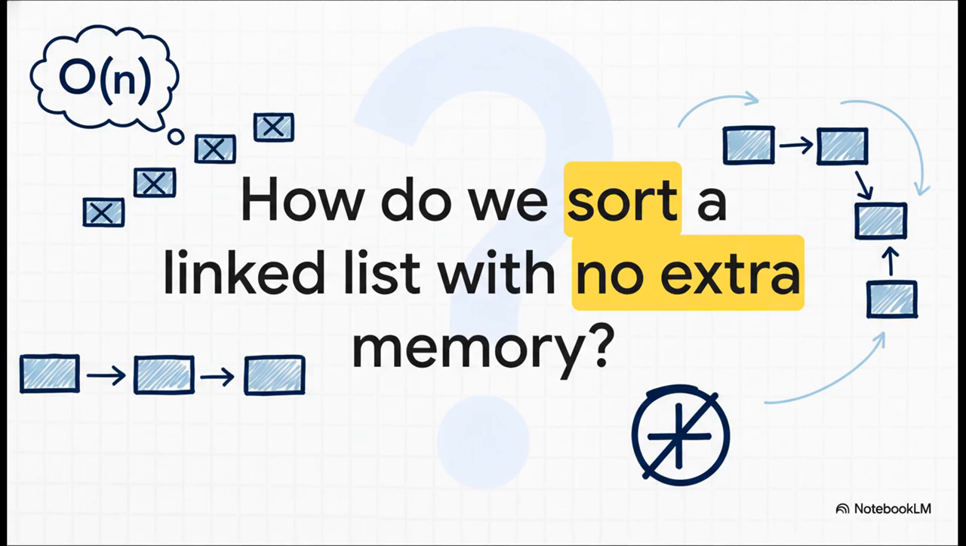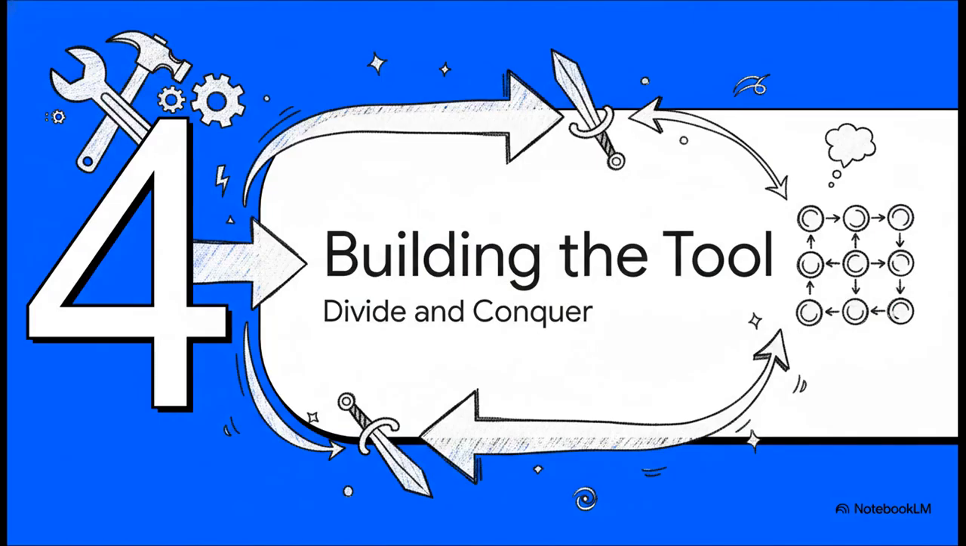Our data, in this case, is in a linked list, which is a bit different from a simple array. And remember our goal. We want to avoid using a ton of extra memory like we did with that hashing approach. So the real challenge becomes, how do we sort a linked list efficiently, in place, without having to create a giant new copy of it? The answer is we build the right tool for the job.